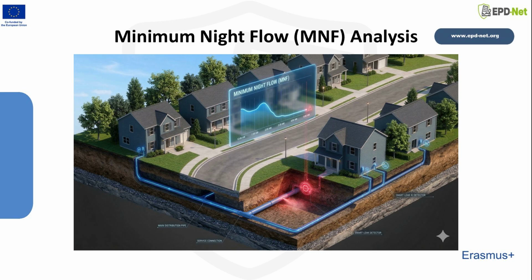Minimum night flow analysis is based on the assumption that legitimate consumption is minimal during night hours. By estimating legitimate night use and subtracting it from measured inflow, analysts can approximate real losses within a DMA. Trend comparison over time provides a performance indicator rather than a single static measurement.